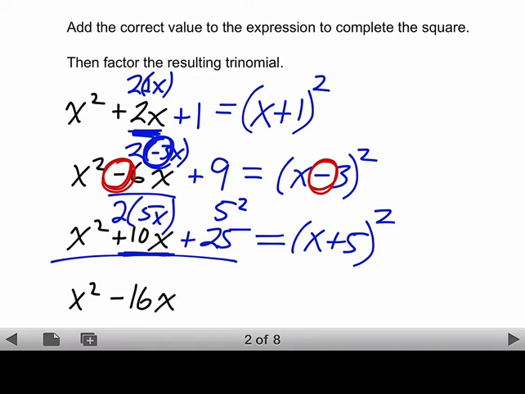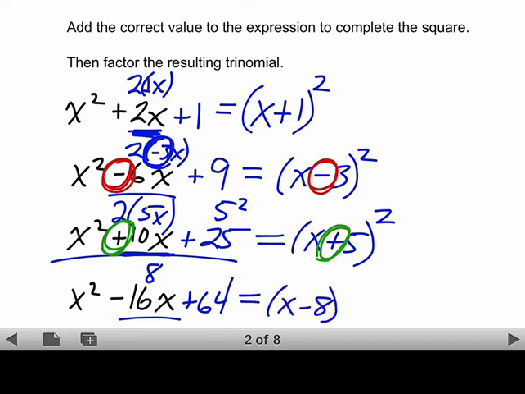That 5 is running wild, and the positive 10x means that we have a plus inside the parentheses when we factor it. Hopefully this is getting to be old hat by now. When we look at x squared minus 16x, we're thinking 8. 8 squared is 64. X squared minus 16x plus 64 factors into x minus 8, the quantity squared, and we have factored the trinomial square.